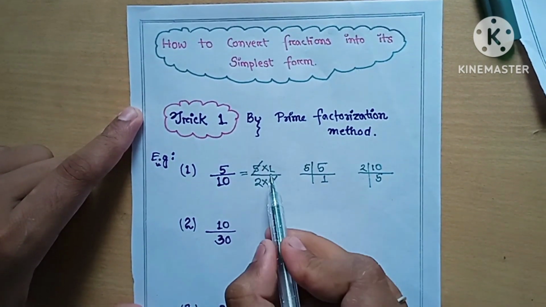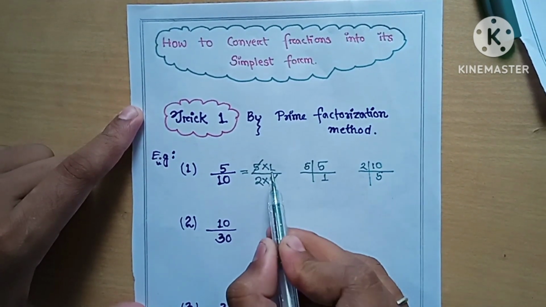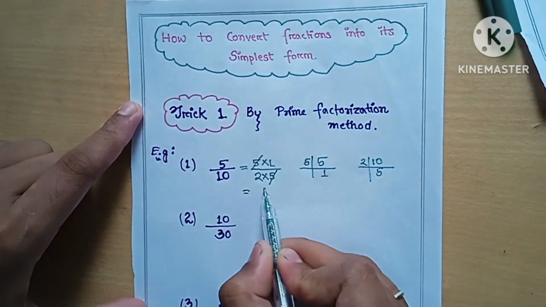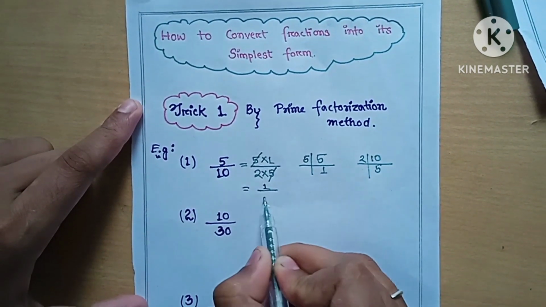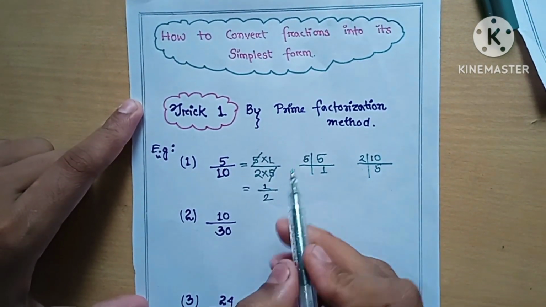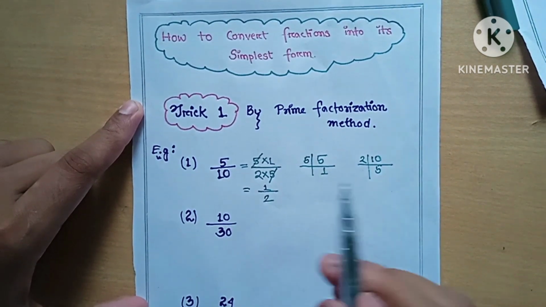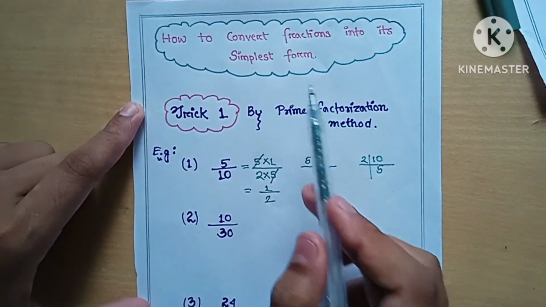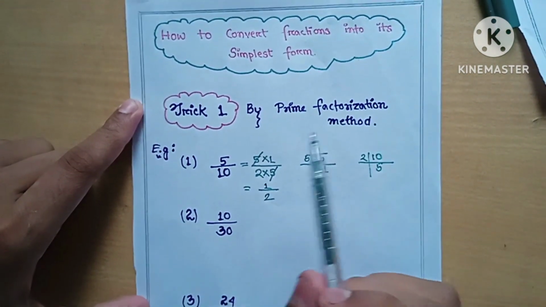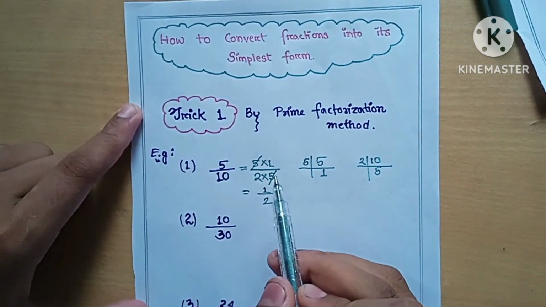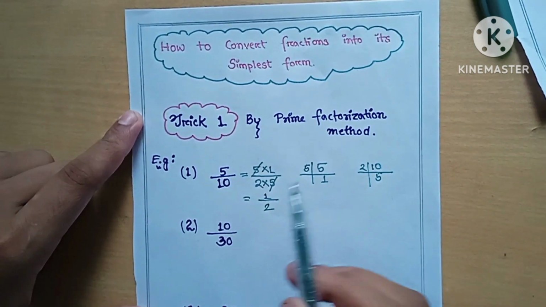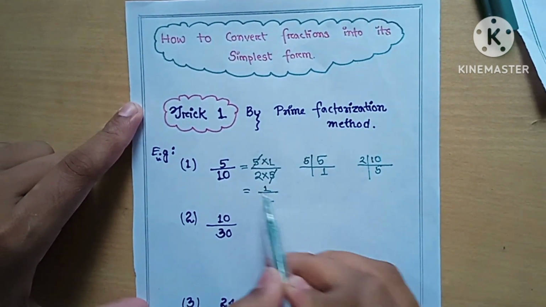So now we have to multiply. What remains? 1, and in the denominator what remains? 2. Therefore students, by the prime factorization method we can convert a fraction into its simplest form. So the fraction 5 by 10 is converted into its simplest form as 1 by 2.